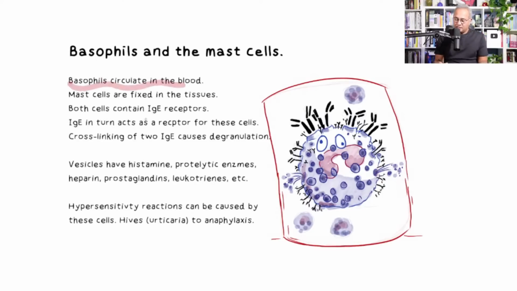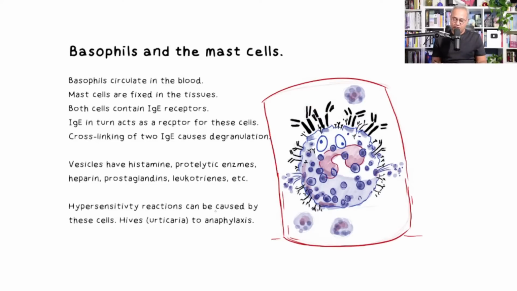So they circulate in the blood, basophils. Mast cells are fixed. Both cells have IgE receptors. IgE in turn acts as a receptor. Once IgE is decorated on them, then the IgE becomes a receptor. Cross-linking of two closely present IgE would cause the activation of the cell, and the cell would degranulate.